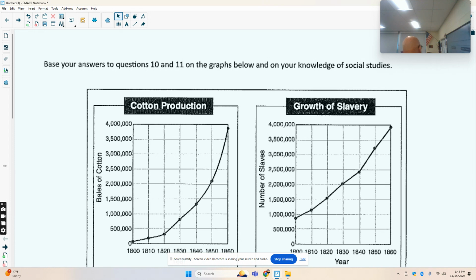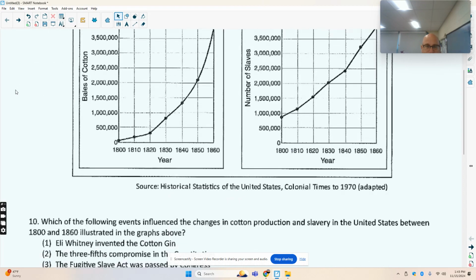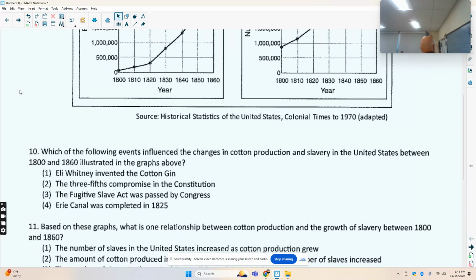Okay, so with that in mind, Alyssa, take a peek at question 1 if you would. Let's look at 1. Which of the following events influenced the changes in cotton production and slavery in the U.S. between those years, illustrated in the graph above? What's the best choice? She chose 1. Okay? She chose 1, and that is absolutely the correct answer.